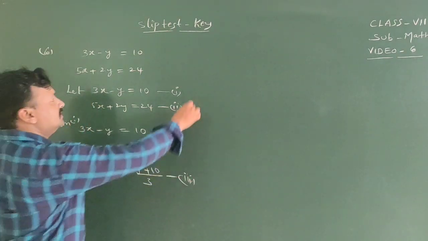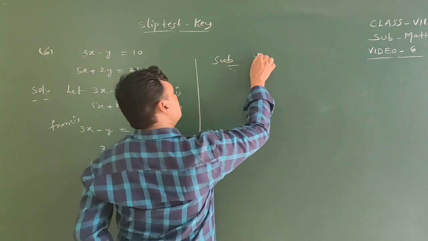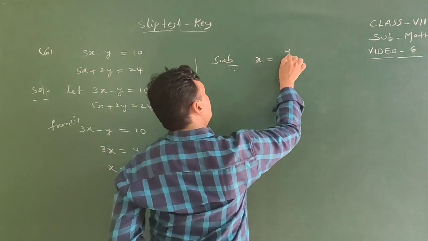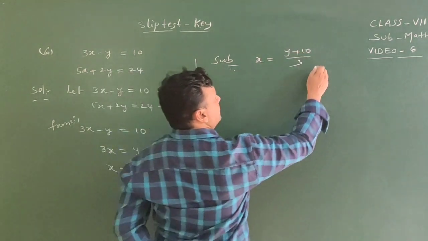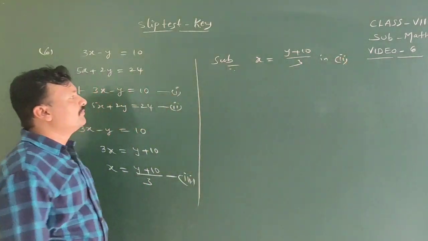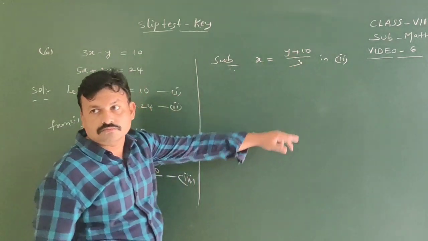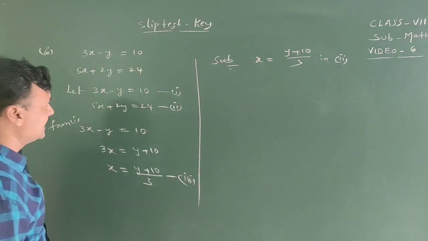Third equation: x equal to (y plus 10) by 3. Substitute this in the second equation. Here x equal to (y plus 10) by 3 we got after simplification of the first equation. Now we need to substitute in the second.